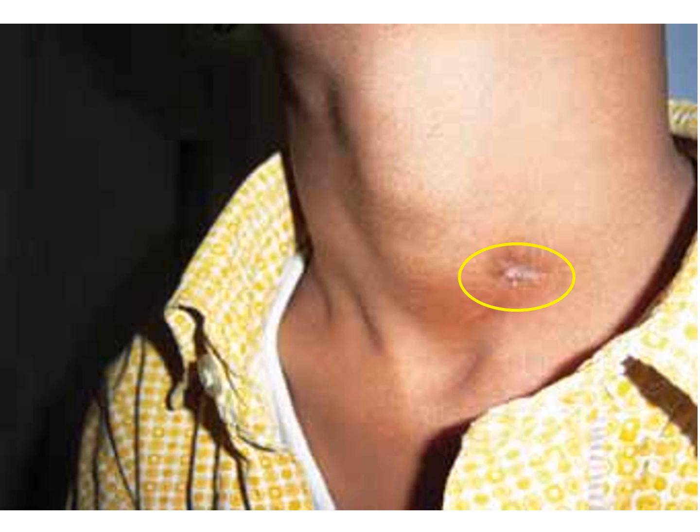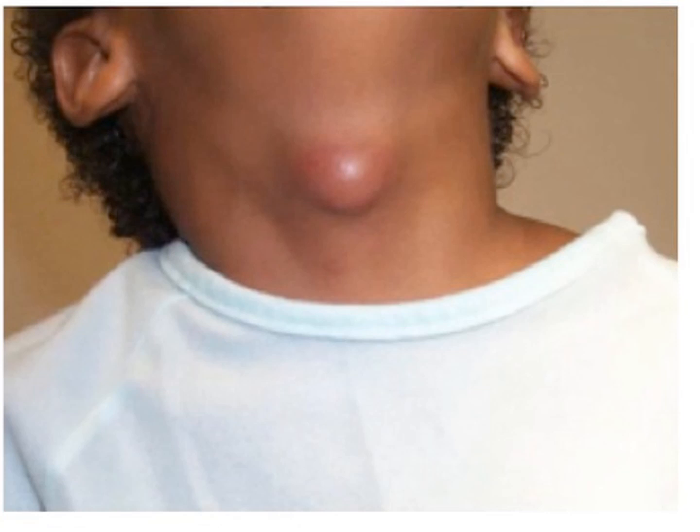This person is having a scar because of an infection of a cyst in this area. This person is having a swelling exactly in the midline of the neck.